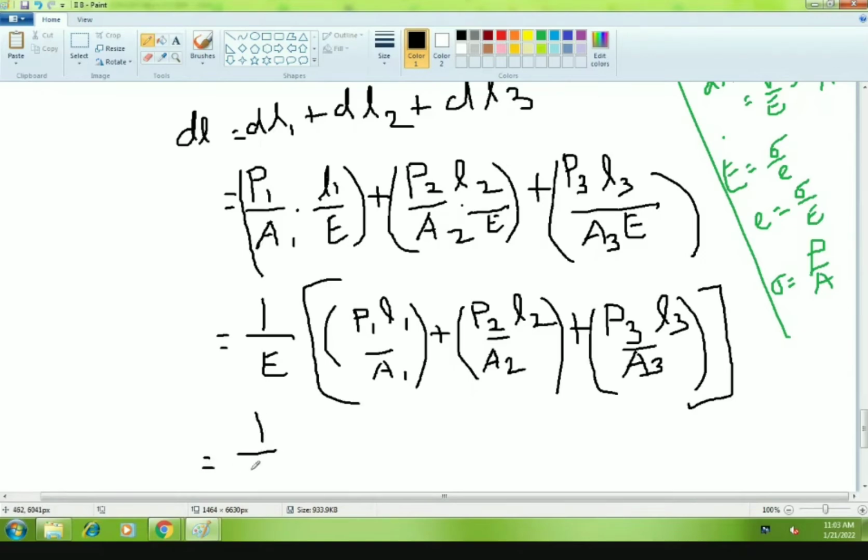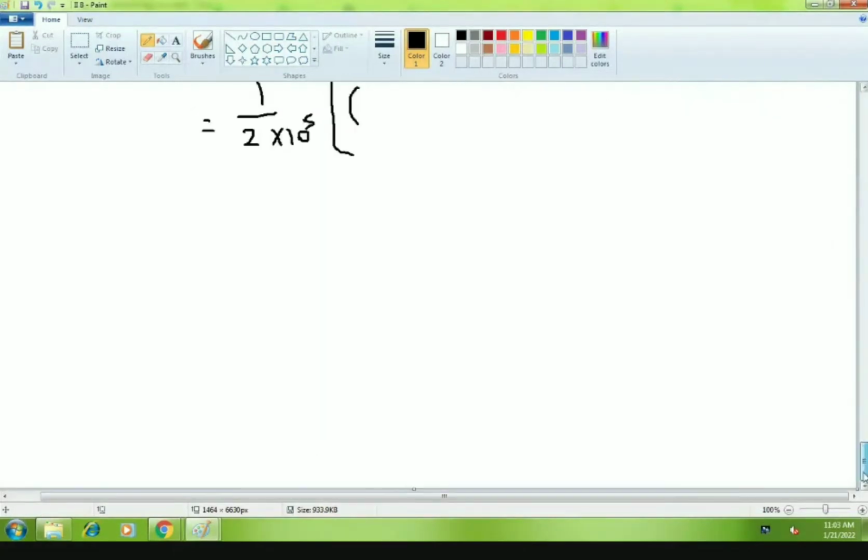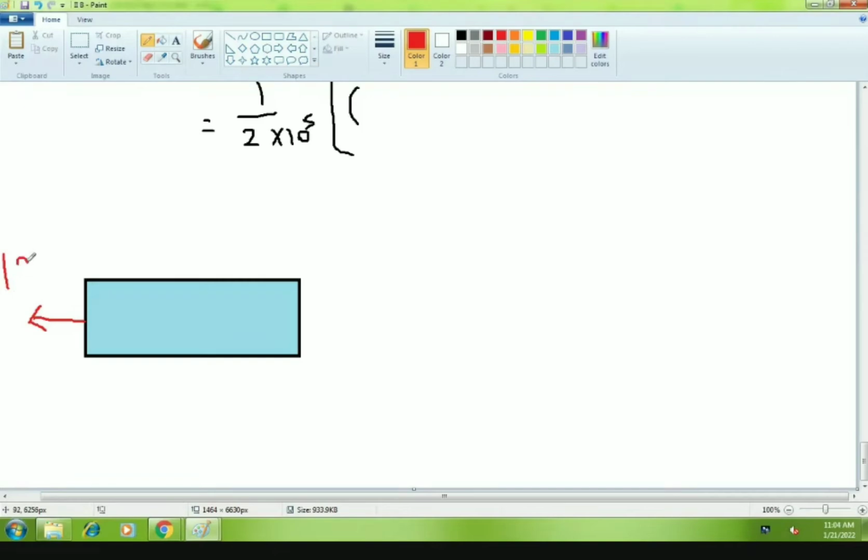1 divided by E. E value 2 into 10 to the power 5, no? What is P1 value? 120 kilonewton. 120, but I have a doubt. Wait, I'll tell you what doubt I have. This is the first part. Understand the concept properly. Listen properly. I am pulling the component 120 here. 120 kilonewton. Understand the logic properly.